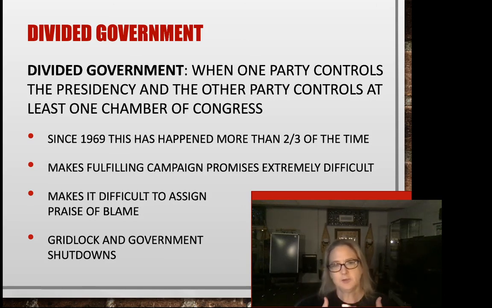It causes gridlock. So if things need to be done quickly, having divided government can be a very big hindrance. If, though, you support the government doing less, divided government makes it harder for the government to do anything. So you get gridlock, you get threats of government shutdowns. We have had a lot of those in this period. But some people see that as a good thing. It depends on your point of view. It's certainly we keep doing it. We keep electing different parties to control different branches of government. So that's a pattern that we have been falling into since 1969.